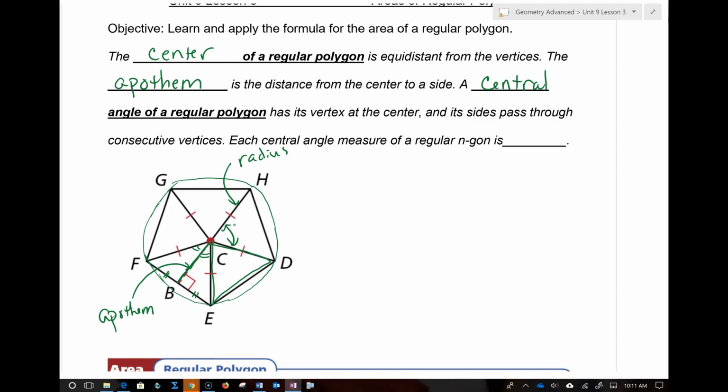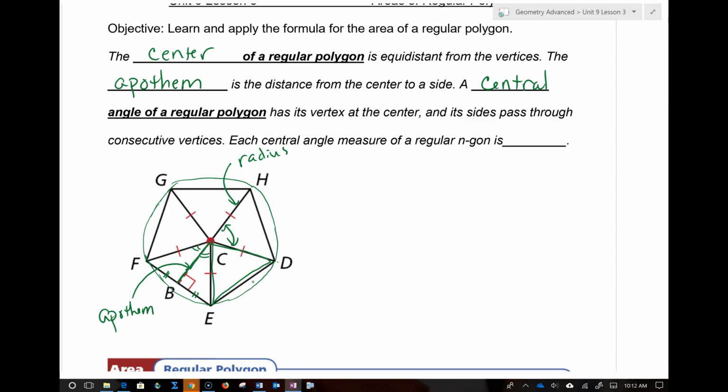When you work with this, do you see 5 isosceles triangles? Yes. Okay. The central angle, what I just drew here, HCD, has its vertex on the center, and it has consecutive sides going to the vertices. So it's called the central angle. Guys, think about central angle: vertex on the what? Center.